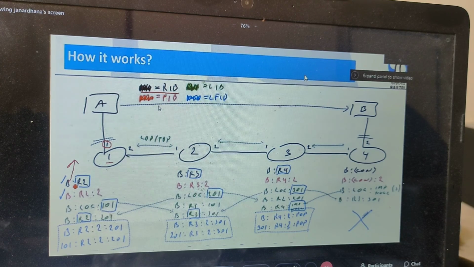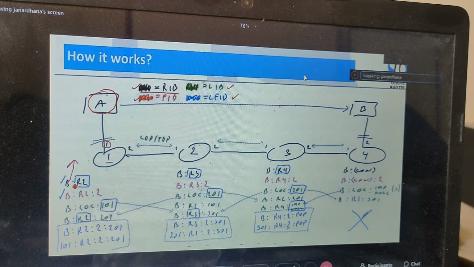These colors, please see the colors here. So this is the RIB, RIB is in red color, LIB is in green color, and LFIB is in blue color. Right? So this is my MPLS router. In between, these are all the MPLS routers.